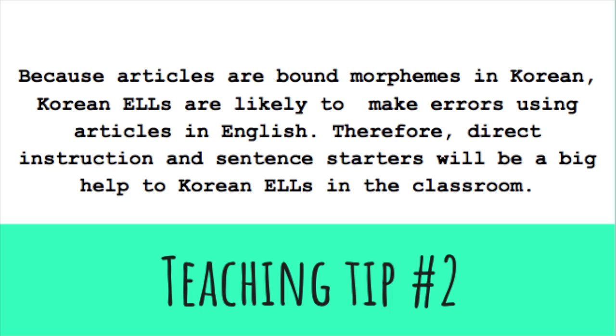In Korean, most word formation is achieved by attaching bound morphemes to root words, and that includes articles. So for example, the word agi means baby. If we wanted to say the baby, we would say agi는. The article is attached to the noun. For this reason, Korean ELs may have difficulty and make errors using articles.